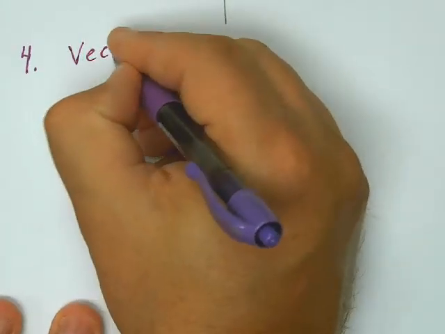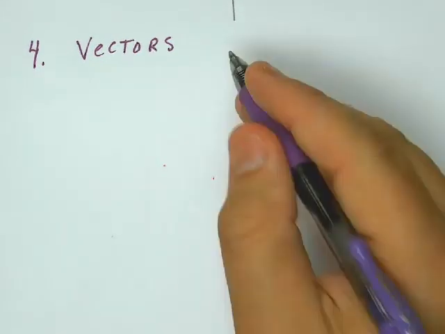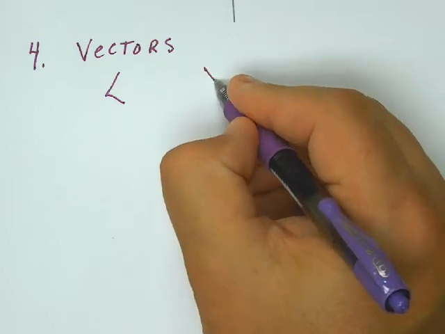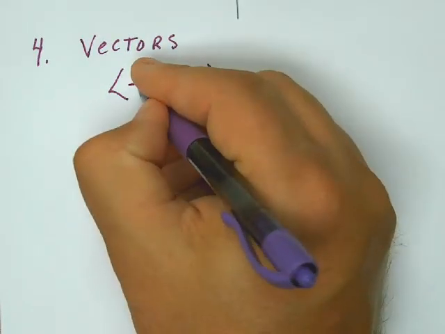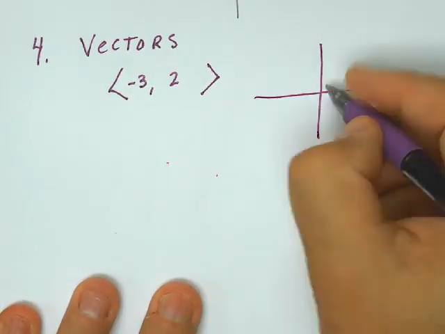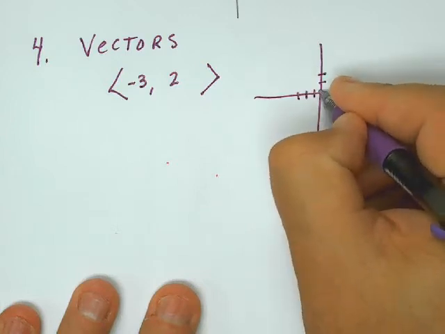Vectors. I think vectors are simple. Vectors is a notation difference like this. Instead of an ordered pair with parentheses, it looks like this. If I have a vector of -3 and +2, if I go from the origin, that means I'm going -3 and +2.